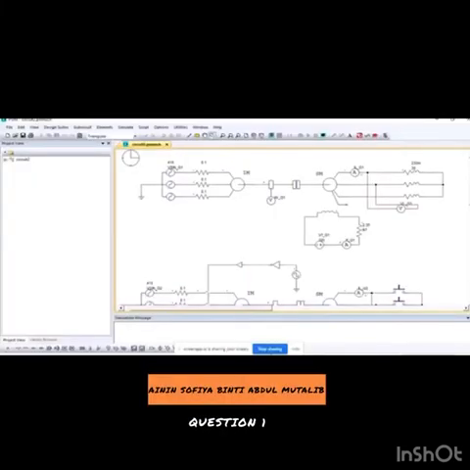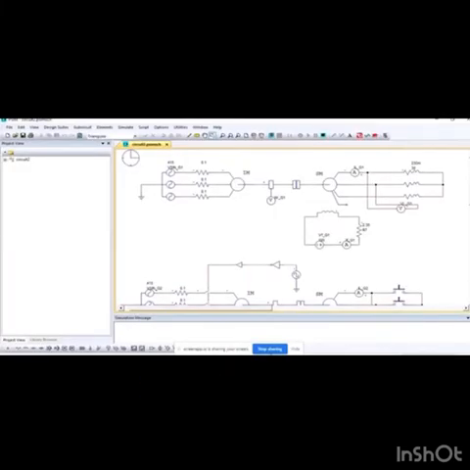Assalamualaikum and hi, my name is Aini Sofia binti Abdul Muttalib. Today I would like to present my part for question 1 and question 2 for 5.2, behavior of synchronous generator operated in parallel under load condition.